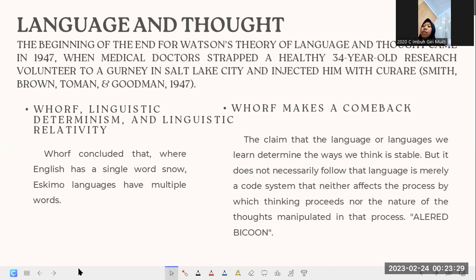The claim that the language or languages we learn determine the ways we think is plausible, but it doesn't necessarily follow that language is merely a coded system that affects neither the process by which thinking occurs nor the nature of the thought manipulated in that process. According to Hunt and Agnoli, different languages express numbers in different ways, so language could influence the way children in a given culture acquire number concepts.